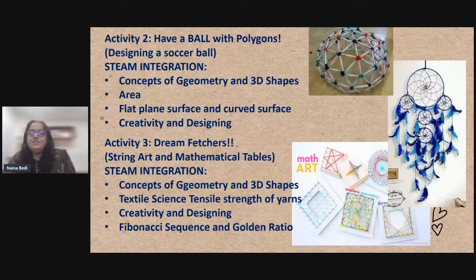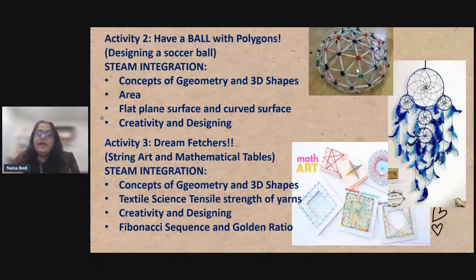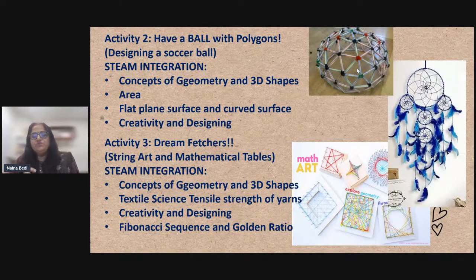So they learn 3D shapes here, they learn curved surface, flat plane surface. They use their creativity. The structure of the football is made up of pentagons and hexagons, but you can make that ball using triangles also. This is where the creativity kicks in, and the different students will give you different types of ball structure with different patterns. So this is another activity.